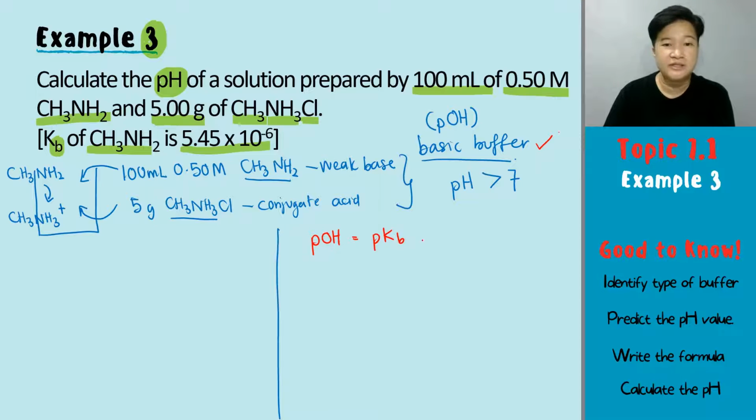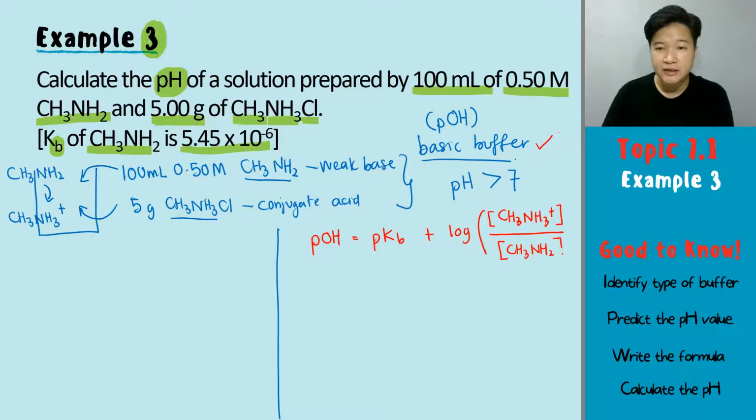OH is a base, so Kb, alright? Plus the log of the concentration of my conjugate acid today, CH3NH3 positive, over the concentration of my weak base, CH3NH2, that is my weak base, okay? So this is the formula that we will use.